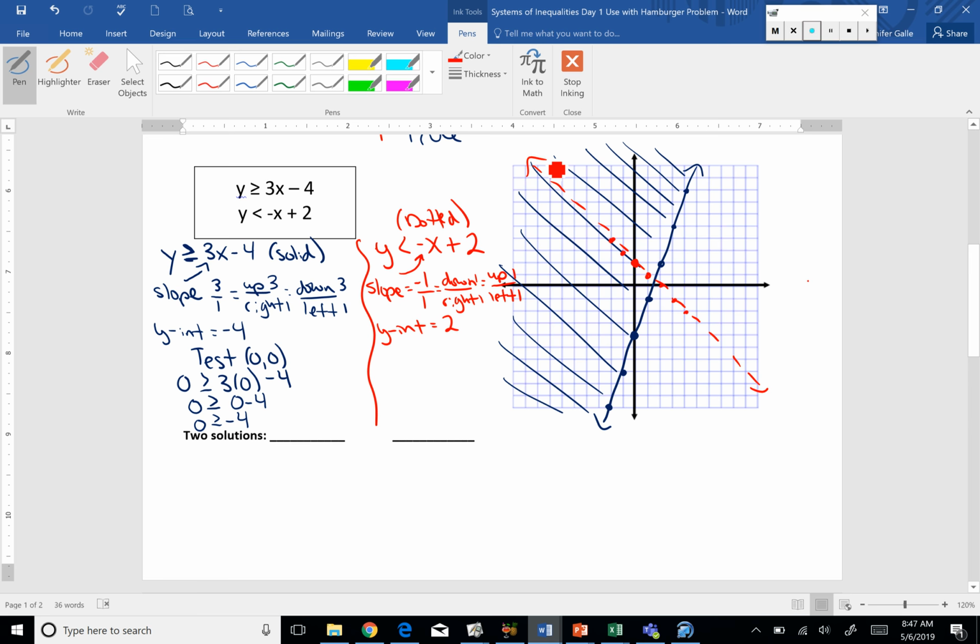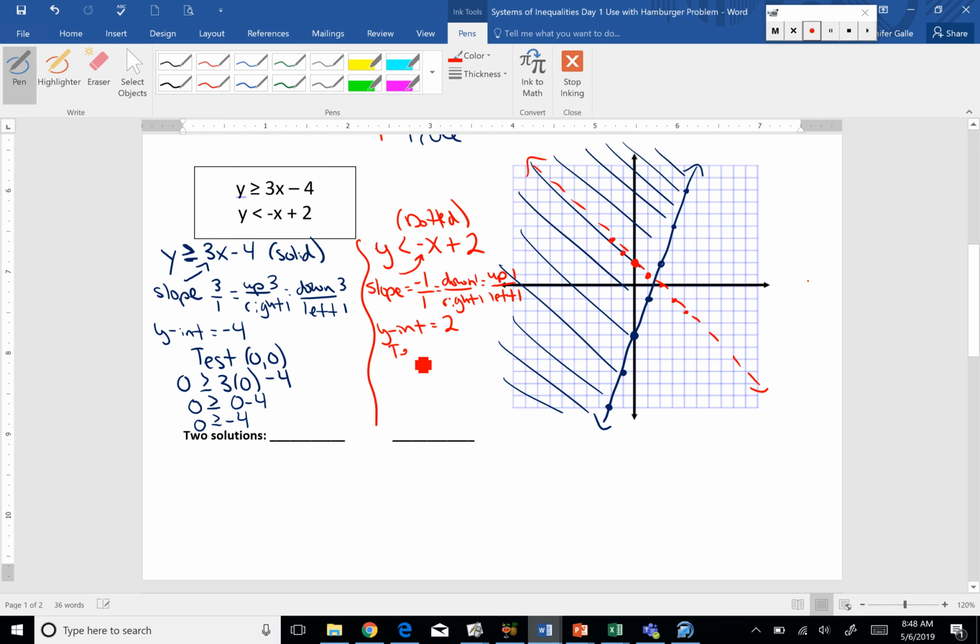Now, if we just had equal signs, we'd be trying to figure out where those 2 lines intersect. I don't care where those 2 intersect. We don't have to try to rack our brain and figure out what that not fantastic working out point is. I want to shade with my other line.